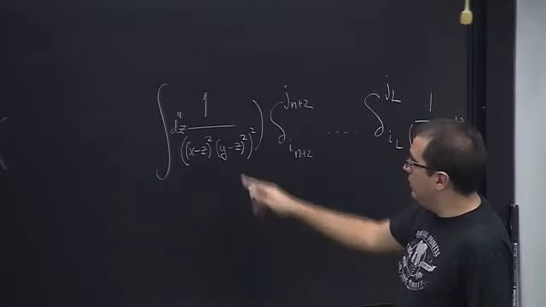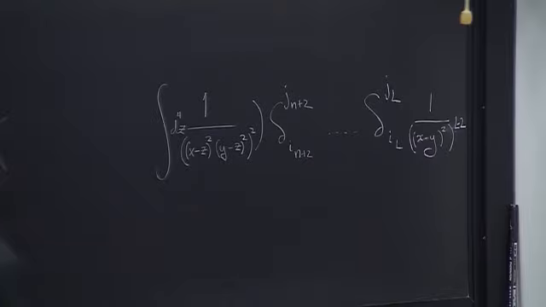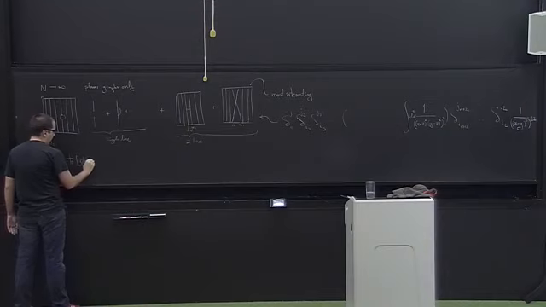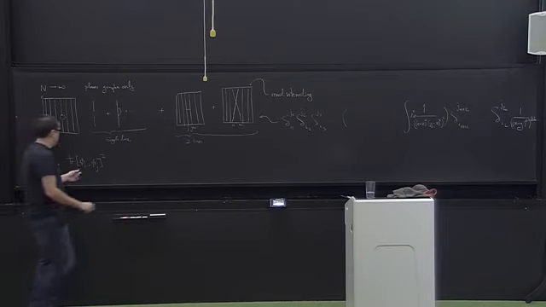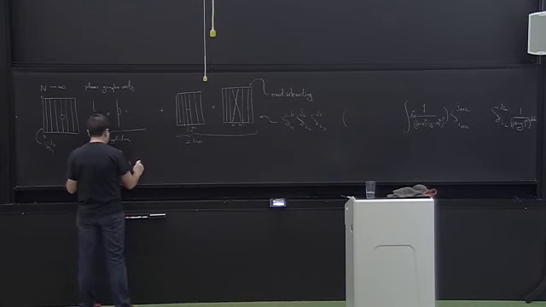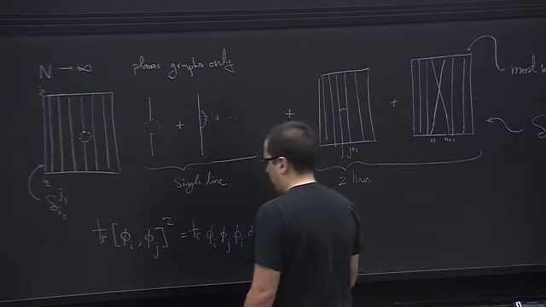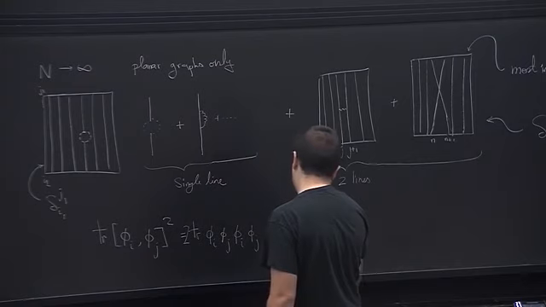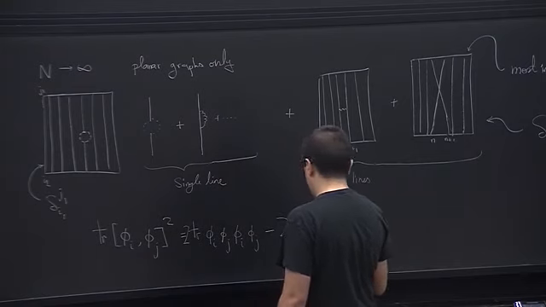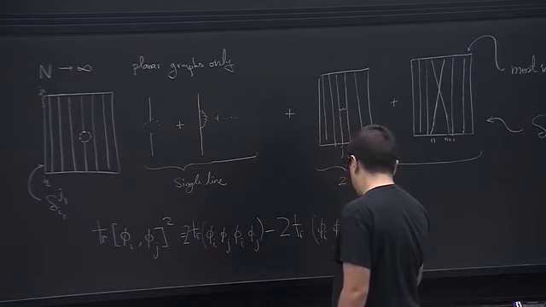Okay? Now it comes multiplied by some index structure. So let's think a bit about this index structure. This index structure comes from this interaction trace of phi I comma phi j squared, right? Which is equal to trace of phi I, phi j, phi I, phi j minus, with a factor of 2, minus 2 trace of phi I, phi I, phi j, phi j.